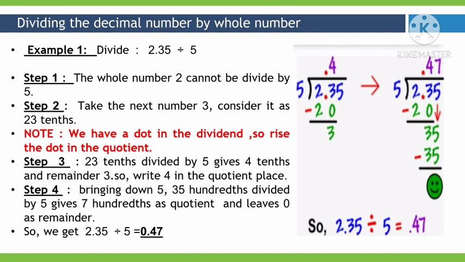But before writing 4, you are crossing the dot, right? When you take 23 together, we are crossing the dot. So immediately keep the dot in the quotient place. Then you write 5 fours are 20. Then as usual you have to subtract. So 3 will come. Next bring the 5 down. Now you have 35 hundredths. So now 35 divided by 5 you will get 7. So write 7 in the quotient place. 5 sevens are 35. When you subtract you are getting 0. Thus the quotient is 0.47 and the remainder is 0.